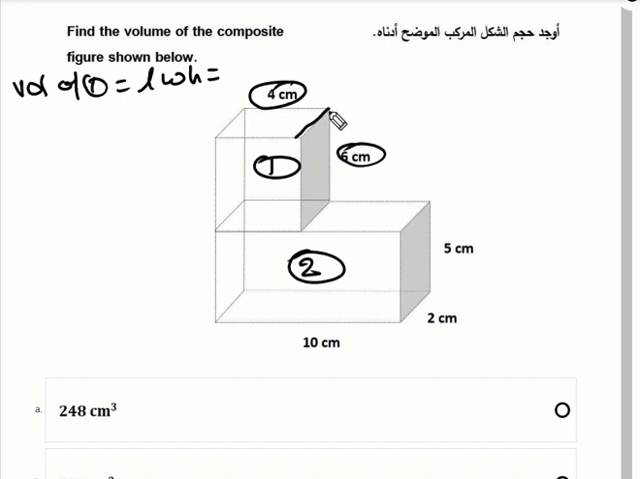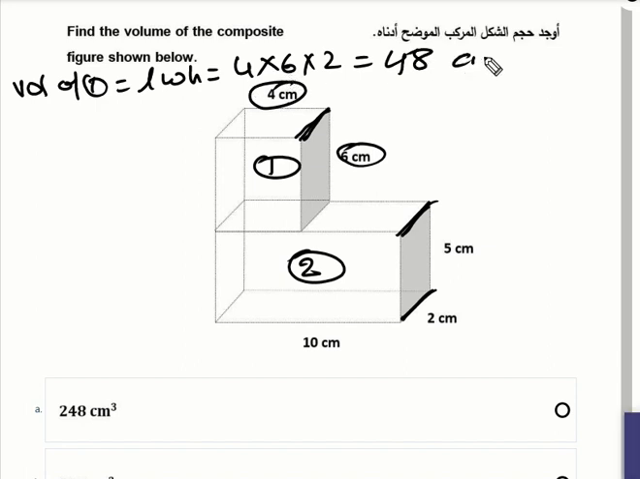What is this side? This side is equal to this one and this is equal to this one, means 2. So it will be equal to 4 multiply 6 multiply 2, means 48. 4 6 are 24. 24 times 2, 48 centimeter cube. Okay. Now volume of 2 is LWH.